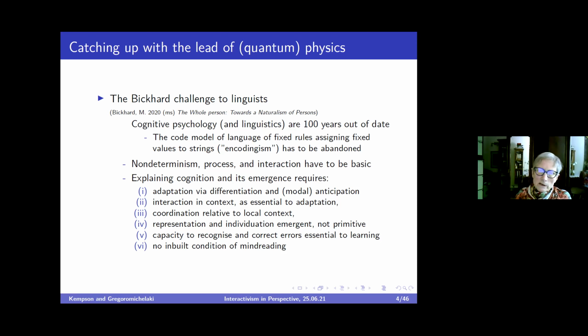In this, the new perspective is explaining cognition and its emergence. I list here 6 things because these are things we're going to take up: adaptation by differentiation and modal anticipation; interaction in context, because that's essential to adaptation; coordination relative to local context; representation and individuation being emergent, not primitives; and modeling the capacity to recognize and correct errors, because this is essential to learning; and there's no inbuilt condition of mind reading. Not that one can't do it, but it's not necessary, not built in.